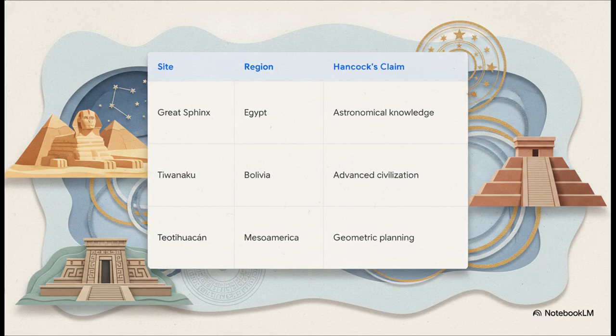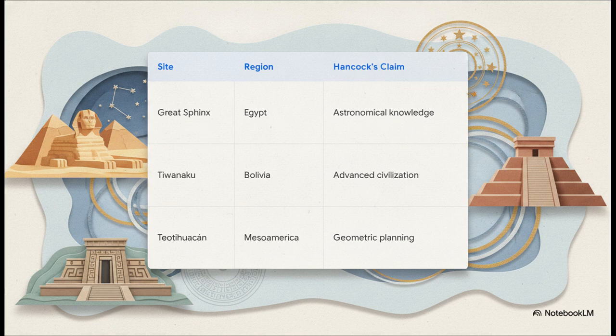And this theory builds even further when he applies it to global architecture. Take Egypt, for example. Hancock argues the Great Sphinx and pyramids encode advanced astronomical knowledge and are actually much older than conventionally assumed. Then over in Bolivia, Tiwanaku is presented as evidence of an advanced civilization predating known Andean cultures. And in Mesoamerica, sites like Teotihuacan and Chichen Itza are highlighted for their geometric planning and astronomical alignments.